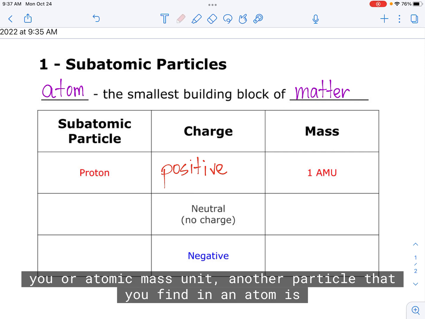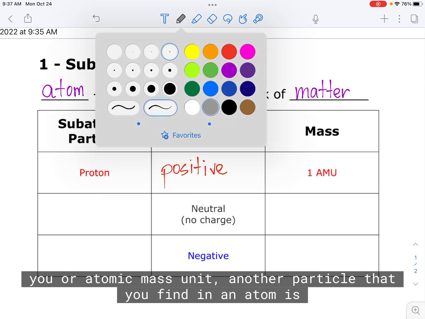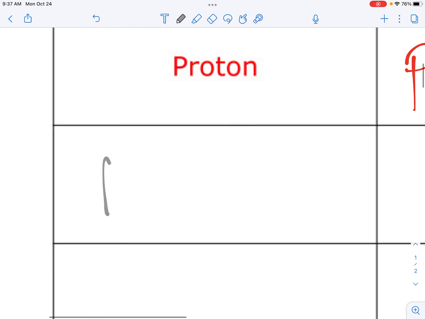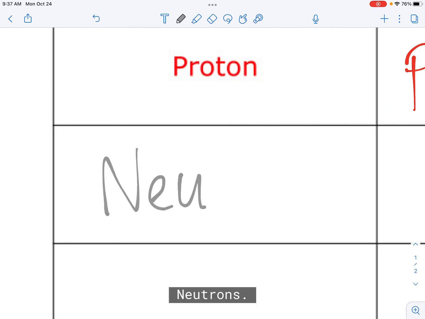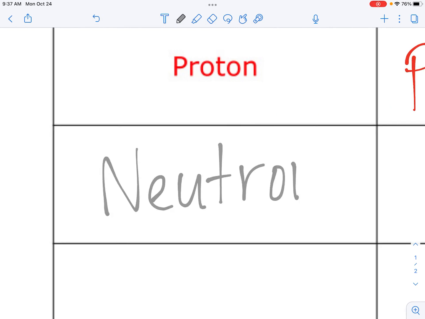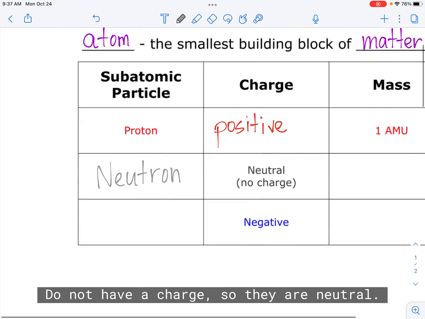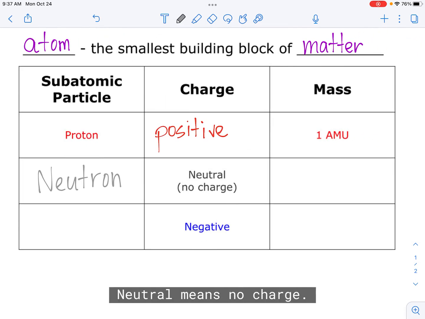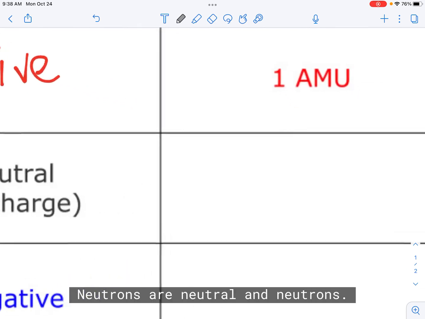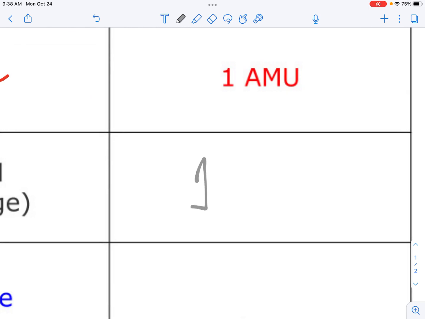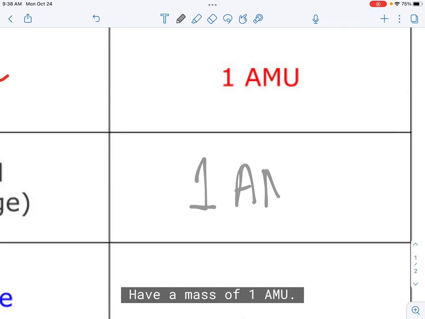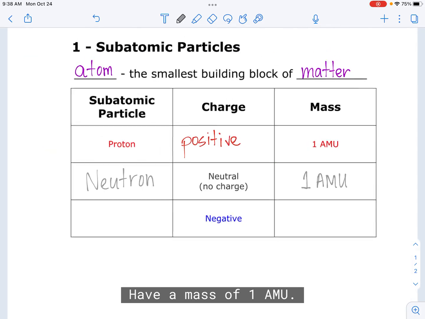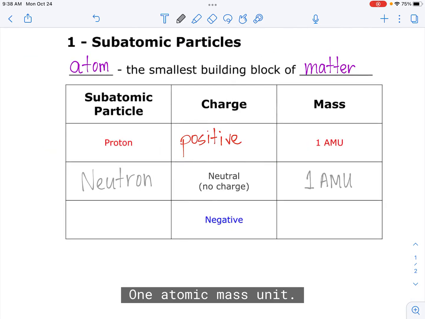Another particle that you find in an atom is called a neutron. Neutrons do not have a charge, so they are neutral. Neutral means no charge. It's kind of like having no opinion. Neutrons are neutral. And neutrons also have a mass of 1 AMU, 1 atomic mass unit.